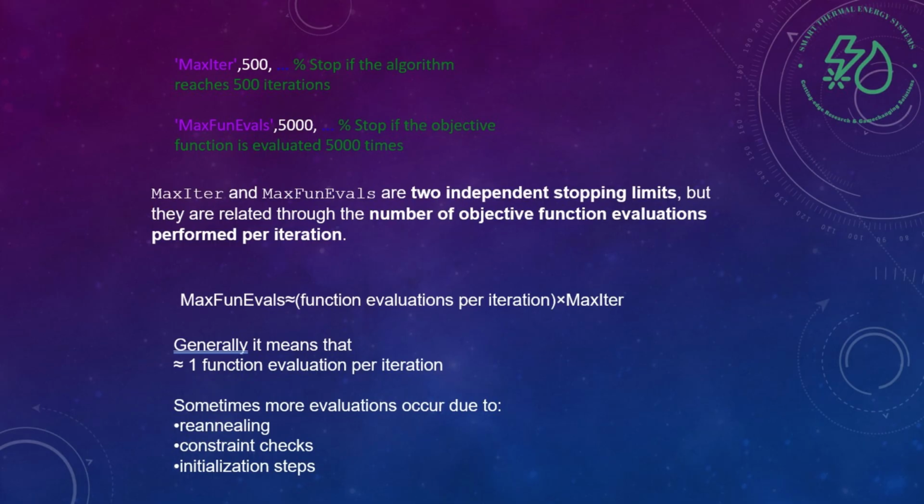So, what is the reason that sometimes we have more evaluation inside the algorithm? We have three reasons for the higher number of iterations there, and these are re-annealing, constraint checks, and the initialization steps that could make the function evaluation number get higher if we compare it with the iteration.